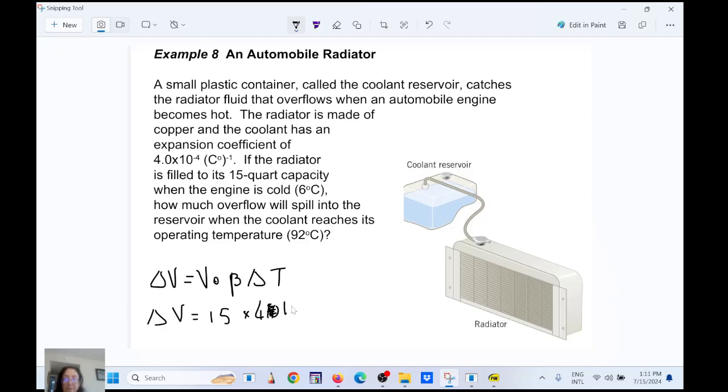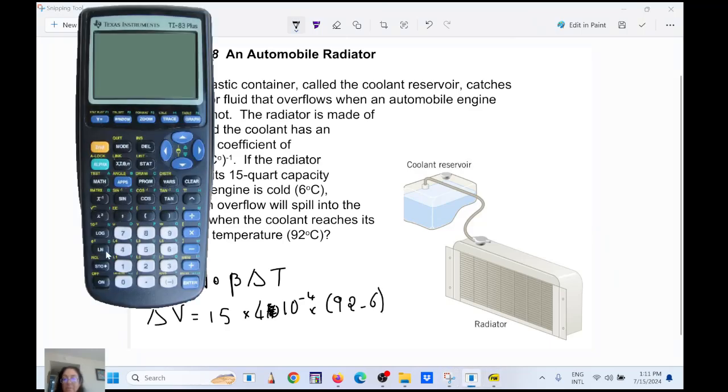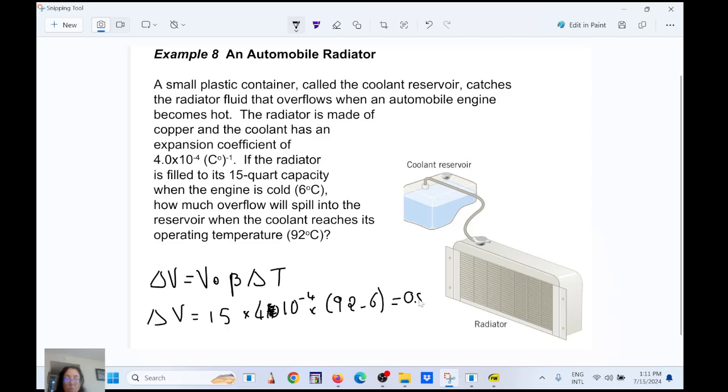4 times 10 to the negative 4 times the change in temperature. So we go operating temperature 92 minus 6. I don't know if we do the math. So 15 times 4 times 10 to the negative 4 times the change in temperature, 92 minus 6. And we get about 0.5 quart. So half a quart. So it's not negligible.